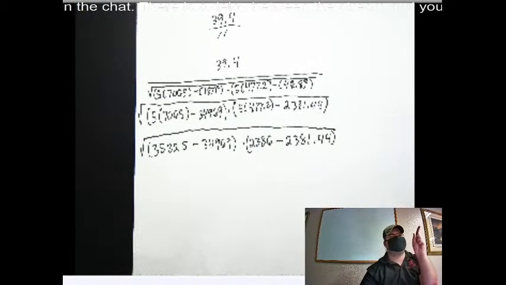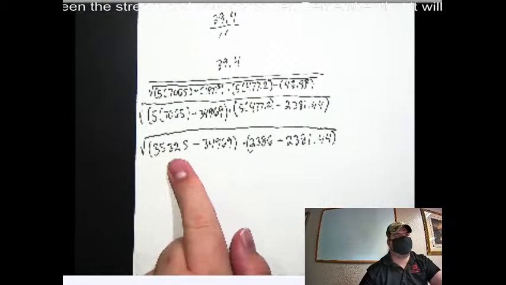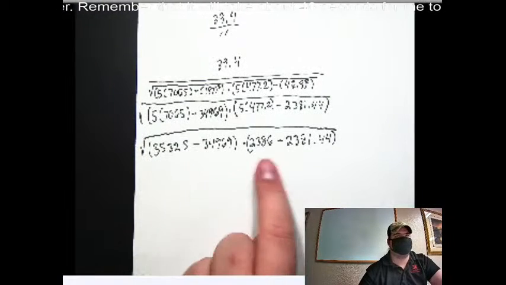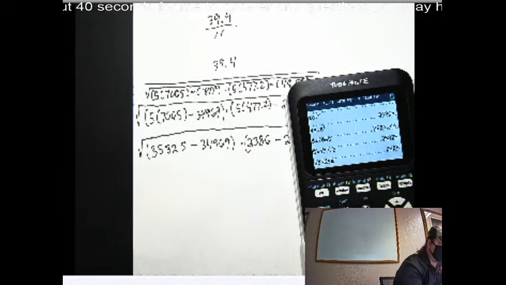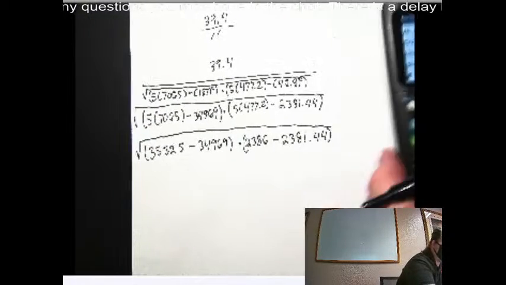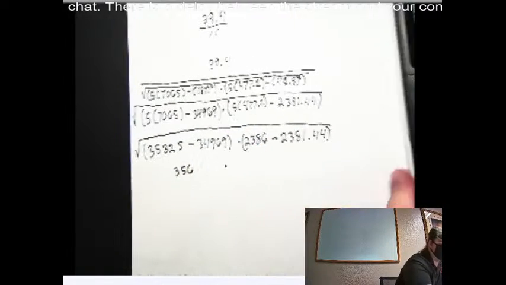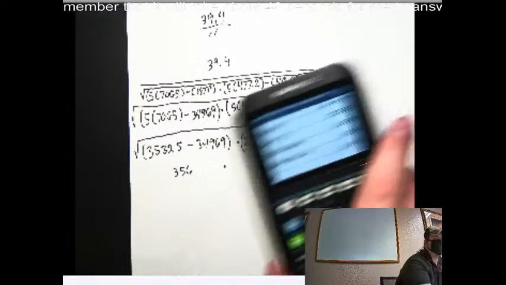All right, so we've done parentheses, or we're almost done with parentheses. We don't have any exponents, we don't have any multiply, now we can subtract. So, we subtract these two numbers and these two numbers. So 35,325 minus 34,969 is 356. And this one, 2,386 minus 2,381.44 is 4.56.